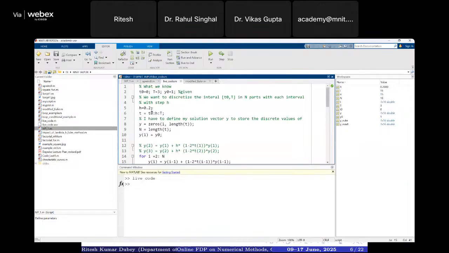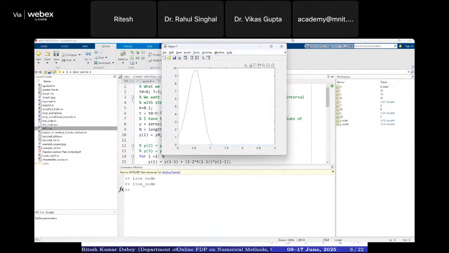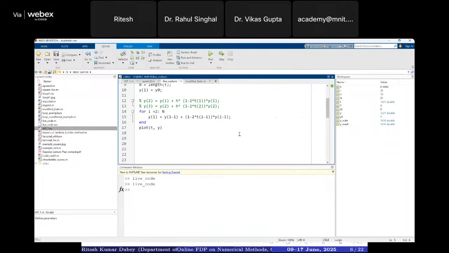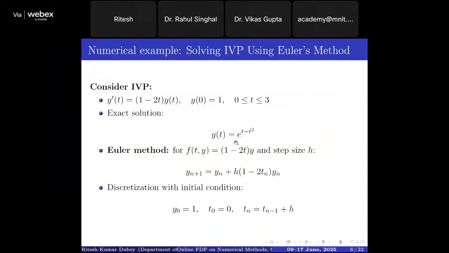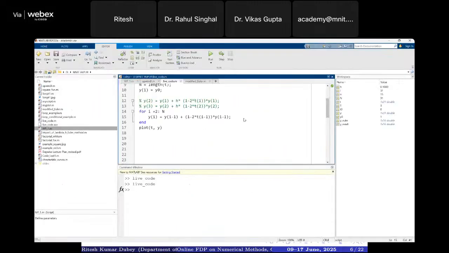Now let us change the step size h equal to 0.1 and see how it comes. Again it comes out this way, so I think, okay, let me check the expression, y minus 1 plus, oh okay, this is correct only.